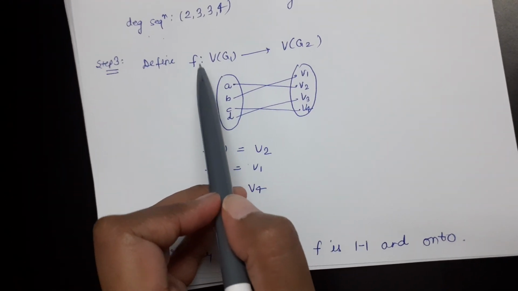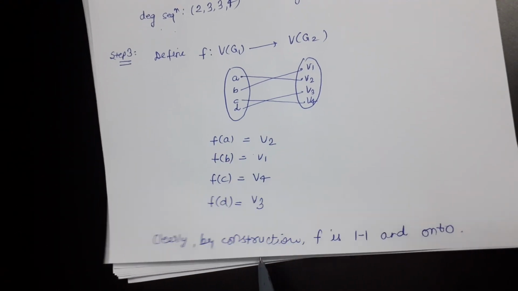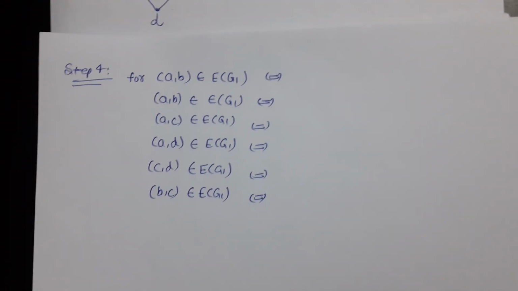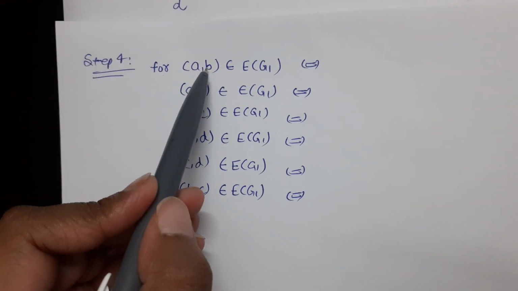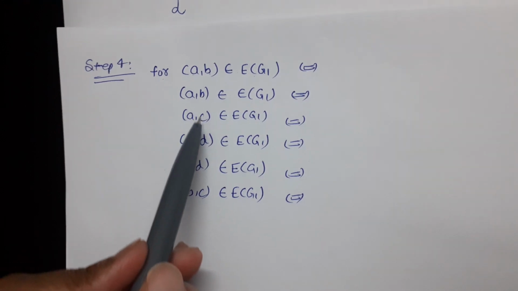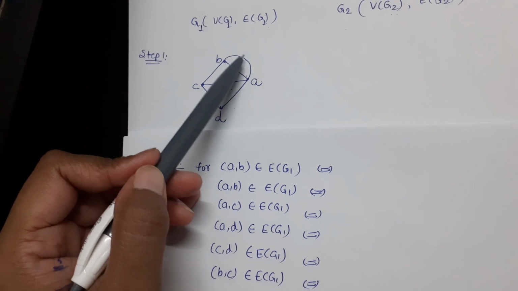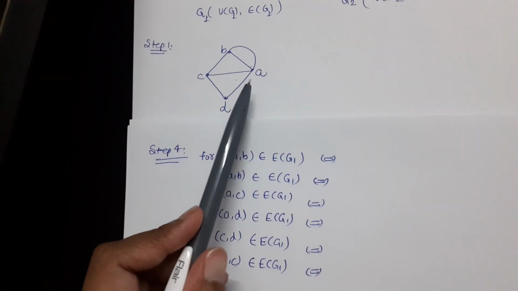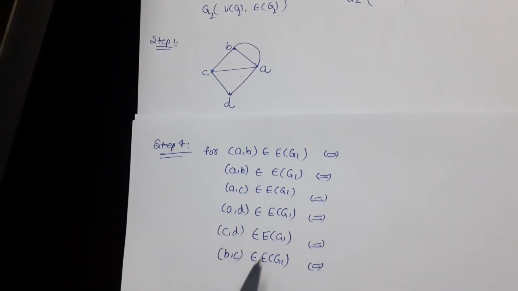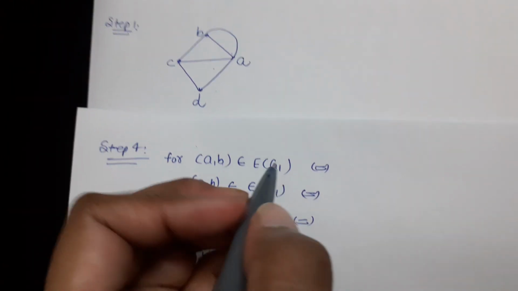We have a mapping f from the vertex set of G1 to the vertex set of G2 defined as this. And by construction, clearly f is 1-1 and onto. In the next step, you have to show that for all the edges AB belonging to the edge set of graph 1, their images are edges in graph 2. These are all the edges. The edges are AB and AB, I write it down twice, then AD, AC, CD and BC. These are all the edges in the graph G1. Now corresponding to these edges, their images are here.